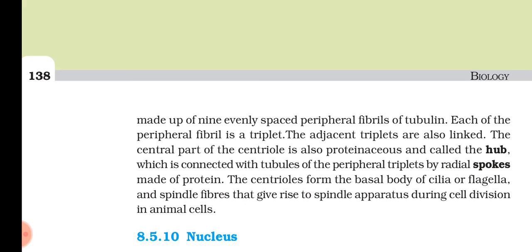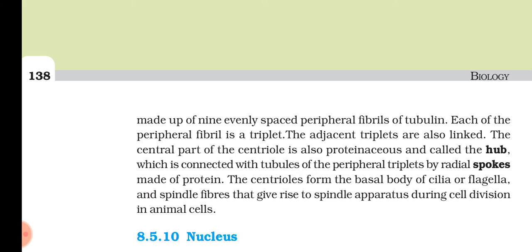That is made up of 9 peripheral fibrils of tubulin. Tubulin is one kind of protein only. So you can see that it is made up of 9 fibrils of tubulin, and each fibril is a triplet, but in the flagella it was a doublet, isn't it? So here you can see 9 peripheral fibril triplets, and each triplet is also linked, just like the flagella structure, and the central part is proteinaceous and is known as the hub.